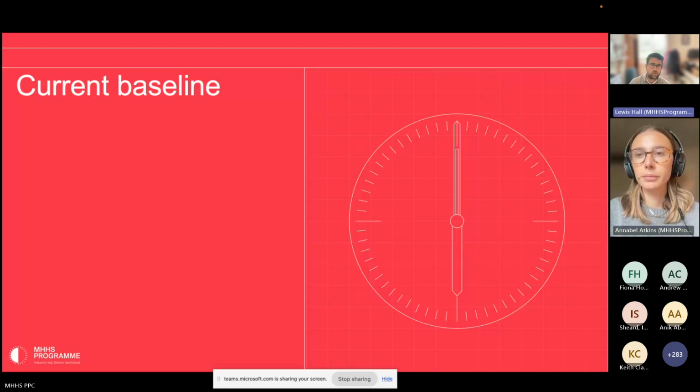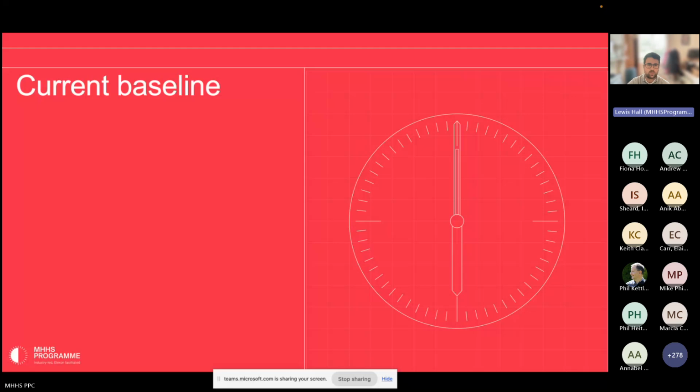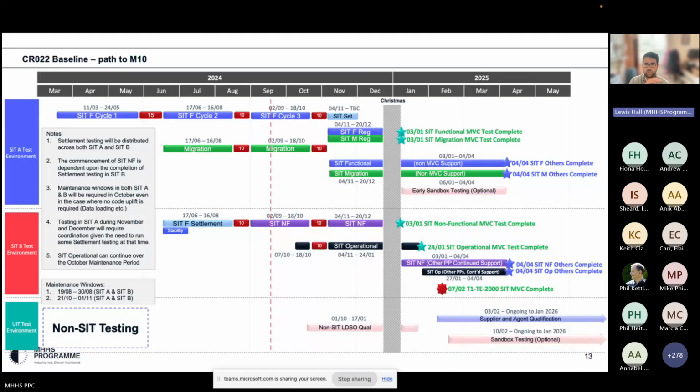Right. Okay, let's press on then. So we just thought a helpful reminder would be of the current baseline plan. If we just move on to the next slide, what you'll see here is the CR22 baseline and the route to M10. This doesn't include the short-term tactical plan, which we've got on the next slide, but this was what was set at CR22.